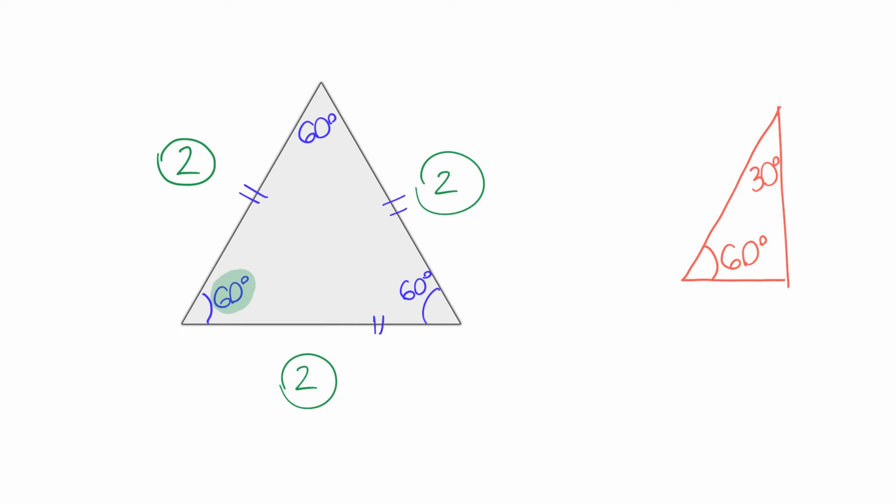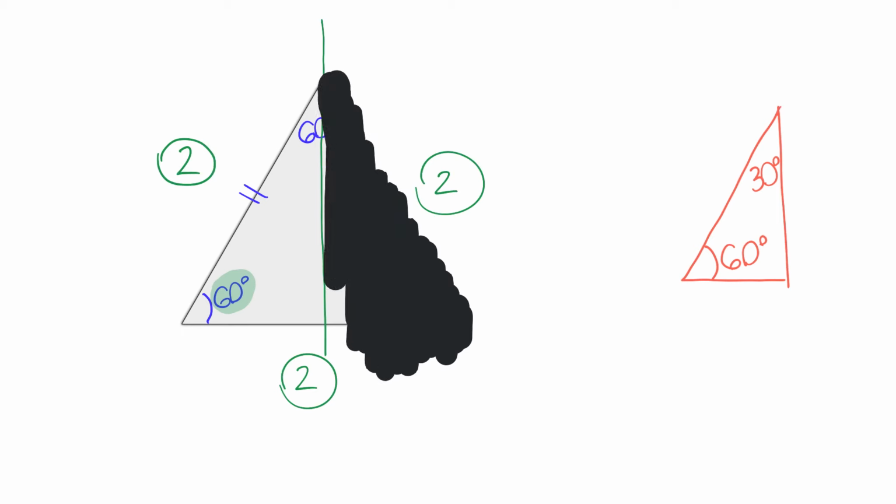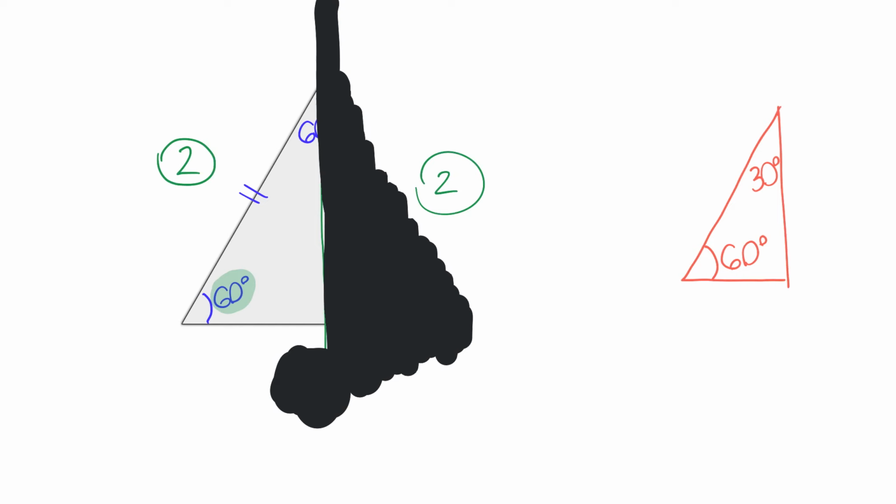So here's what I'm going to do. I'm going to cut this triangle right down the middle. And if we cut this triangle in half, then what happens? This whole side is gone. We're going to make this just disappear, okay? And if I do that, then what do I now know?